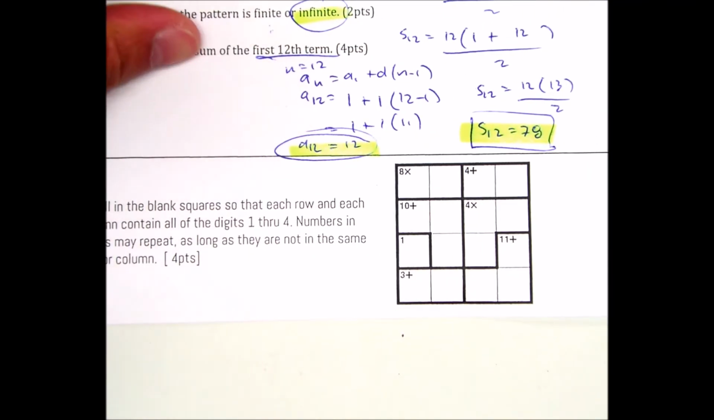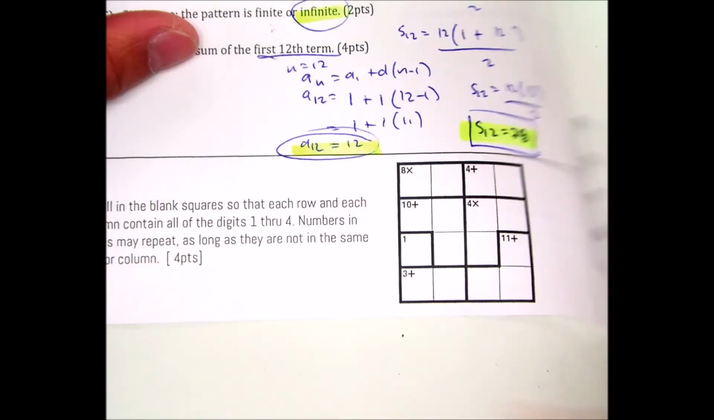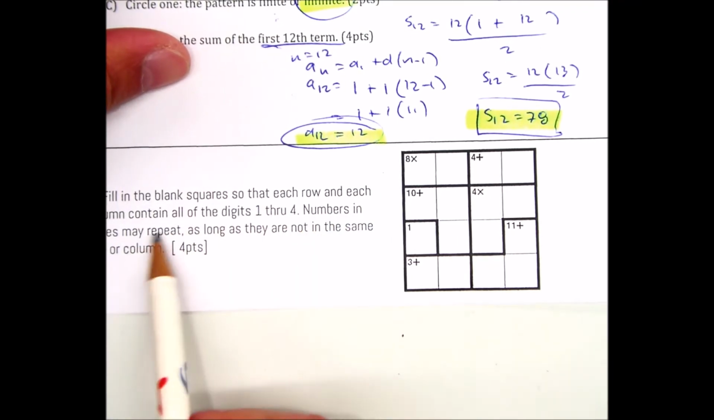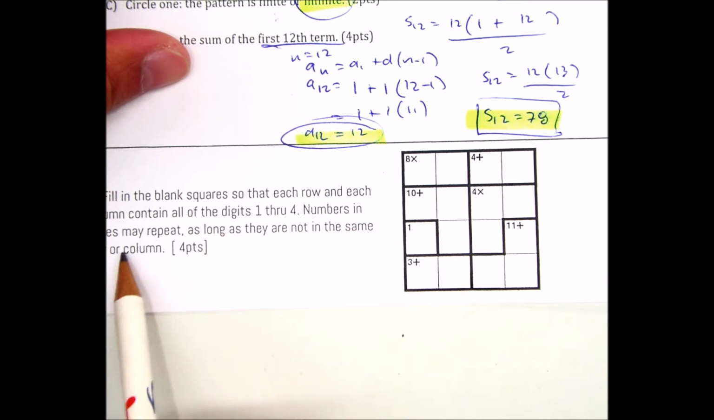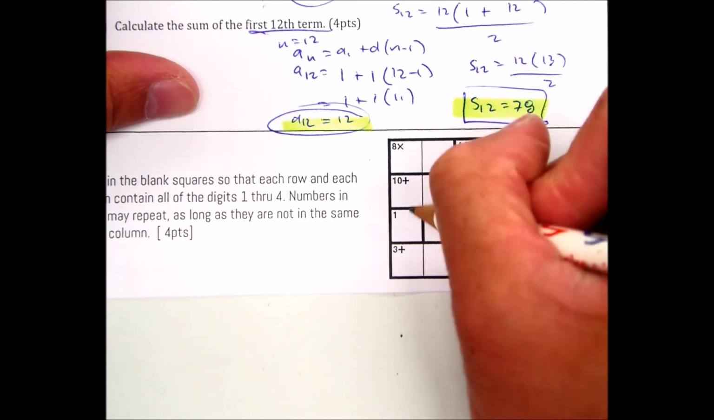And that brings me to my KenKen. Let me find my pencil so I can do some erasing if necessary. Fill in the blank squares so that each row and each column contain all the digits 1 to 4. Numbers in the cages may repeat as long as they are not in the same row or column. So I'm going to look for the freebies first. So I have one here.